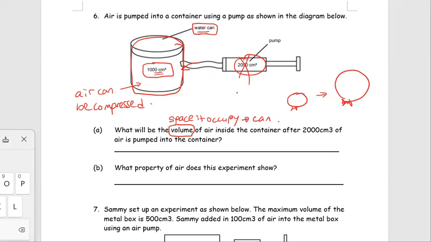When more air is pumped in, does the can occupy more space? No, right? It's still the same can. So the volume of air is still 1,000 cubic centimeter. The container does not become bigger. Air is compressed in it. And what property of air does this show? It shows that air can be compressed, or you can say air has no definite volume. All right.